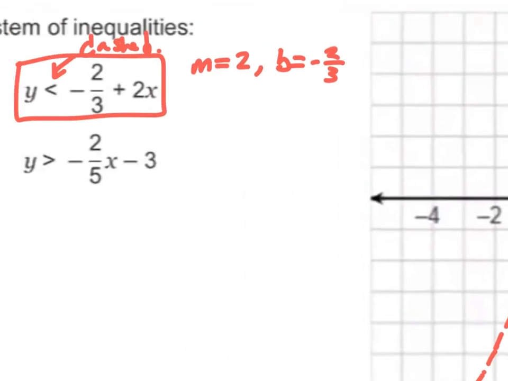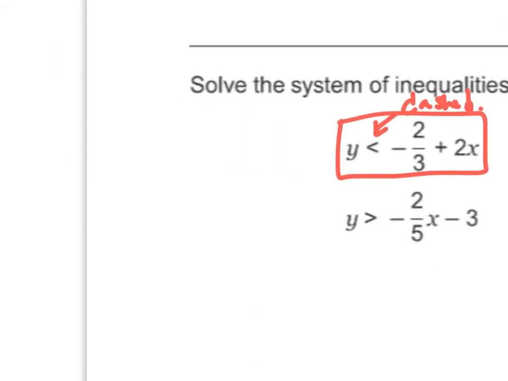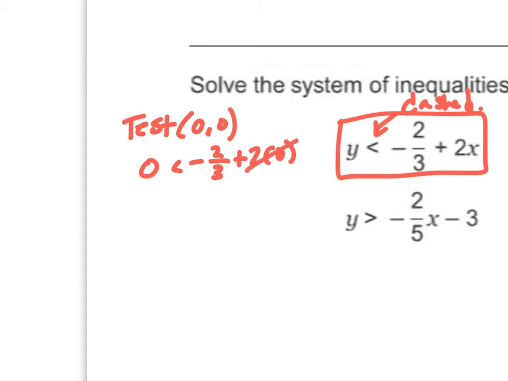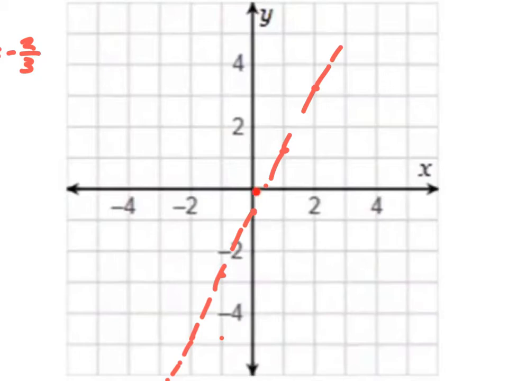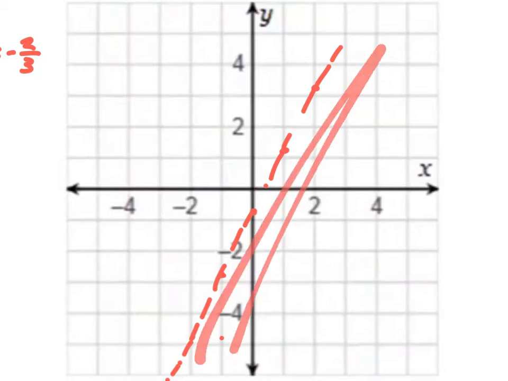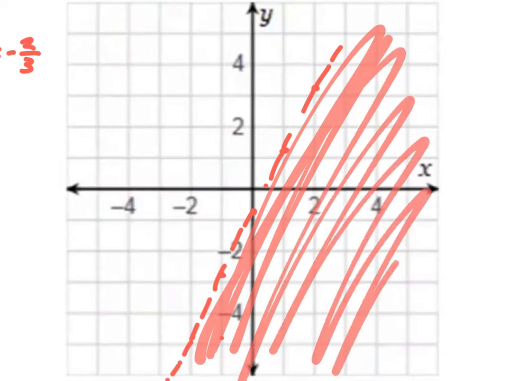And so then we want to test the point 0, 0. If I test that, I get 0 is less than negative 2/3 plus 2 times 0. So that goes away, and so I get 0 is less than negative 2/3, which is a false statement. Therefore, I'm not going to shade where there's a 0. The 0 is right here, so I'm going to make sure that I shade in the opposite direction and shade over on this right side.